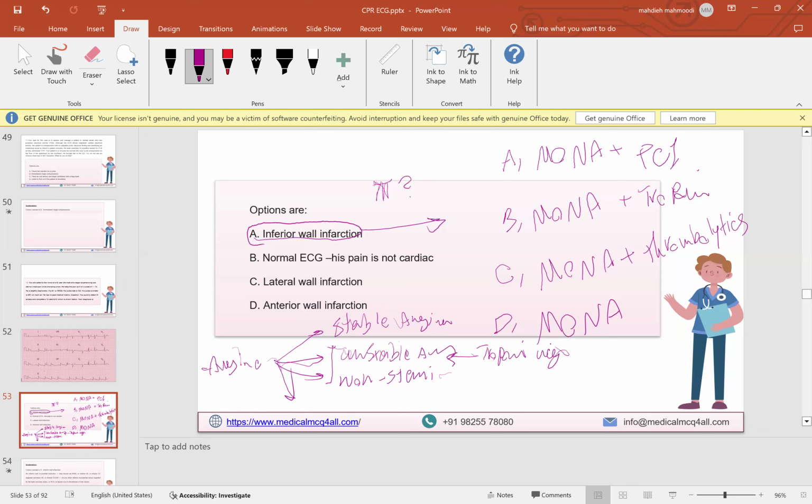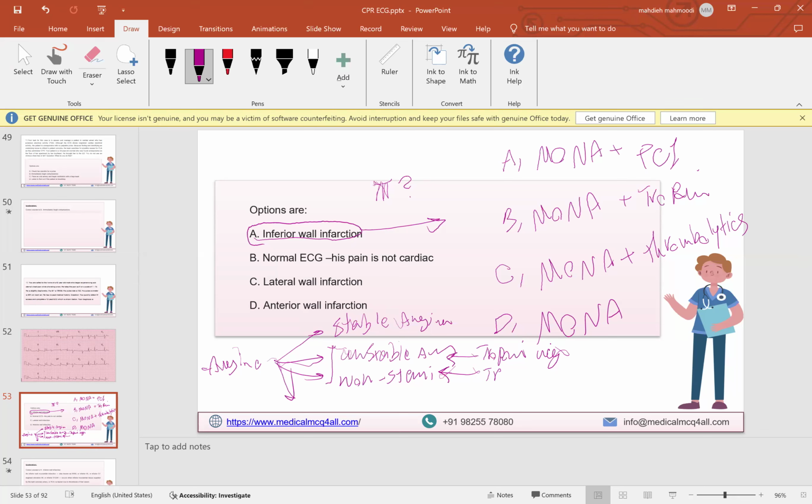But in non-STEMI, you have the same ECG, the same pain, but troponin is positive. It means some cells have died. You have some severe ischemia and infarction. So in this, troponin would be positive.